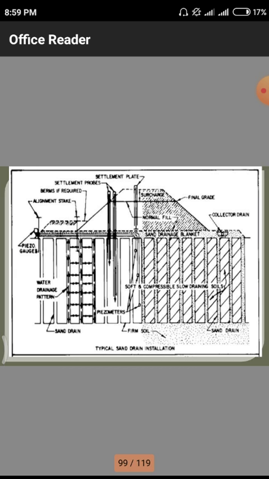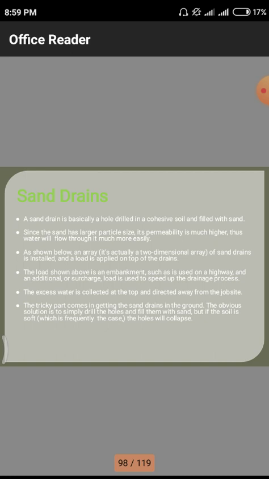And on the sides we have piezo gauges. That means they measure how much water is moving through the particular sand drains, and how much quantity of water is stagnated in them. This is collected from these piezometers and piezo gauges.